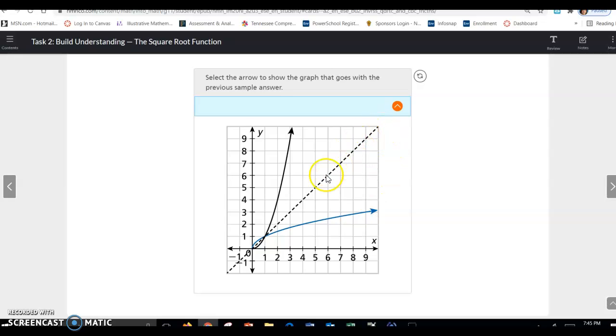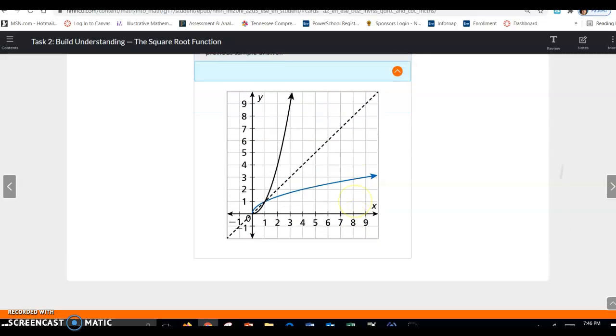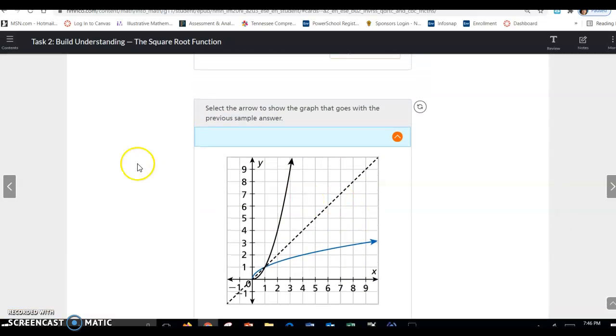Remember, an inverse is the reflection across the line y equals x. This is y equals x, and if you switch the x and y, you can see that those would be inverses of each other. All right, so you can visually check that, or you can check it using compositions of functions. All right, that's all for task 2.